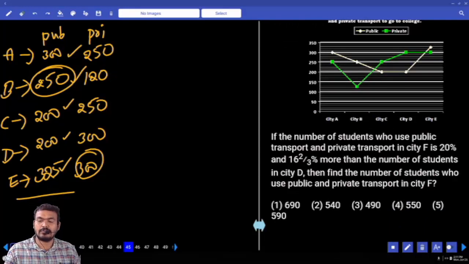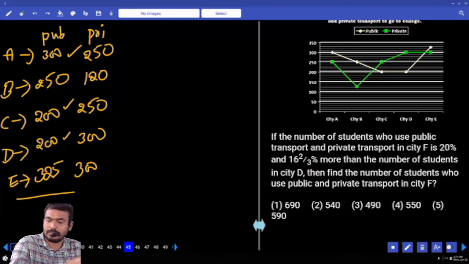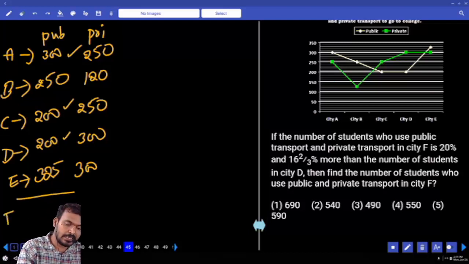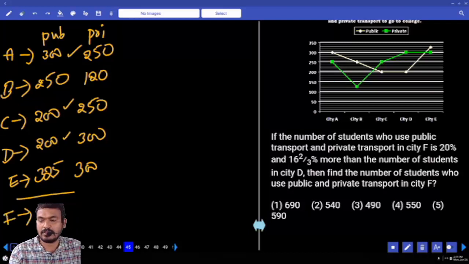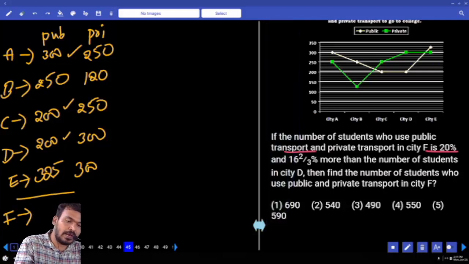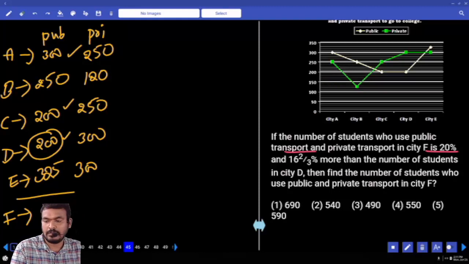Next, question number 45. The number of students who use public transport and private transport in city F is 20% and 16 2/3% more than the number of students in city D. Find the number of students who use public transport and private transport in city F. City F values compared to city D values: public transport, how much percent more? 20% more. Already D public transport is 200. 20% means 40. Adding 40, it becomes 240.